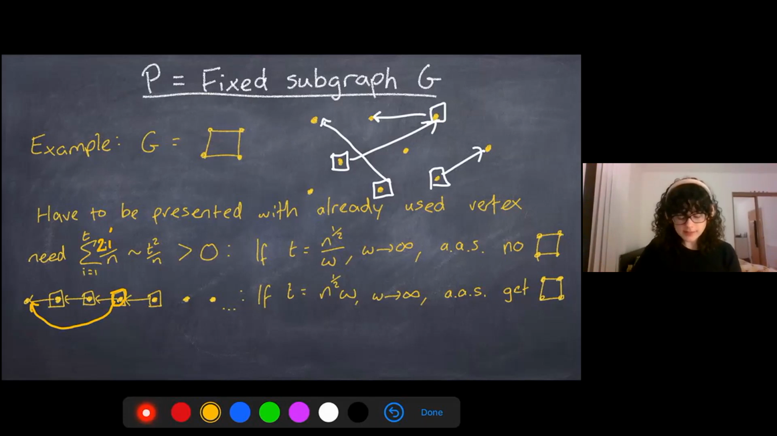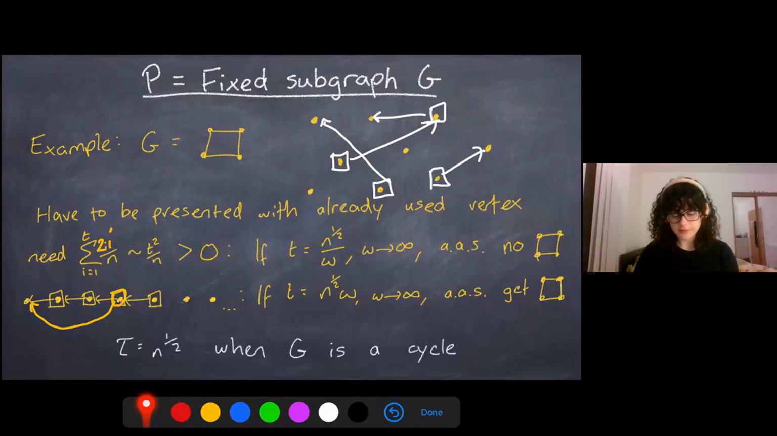So what that tells us is that using this strategy, all we need is that the random process picks a vertex we already chose. So this tells us that if t is greater than root n, if t is root n times omega for some function omega that tends to infinity, by following this process, we can create a cycle. So in particular, the threshold is root n.